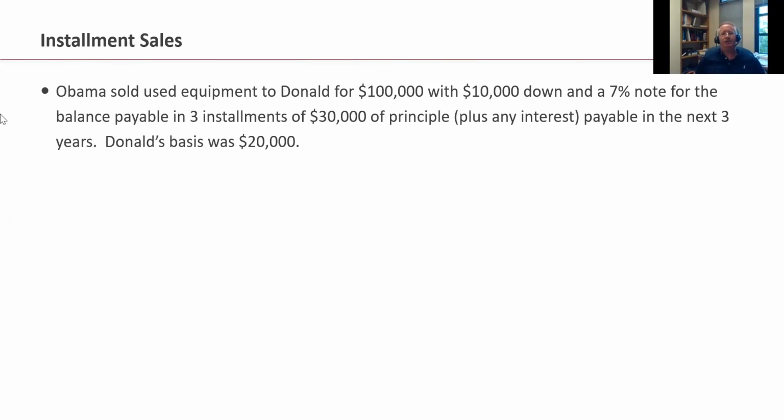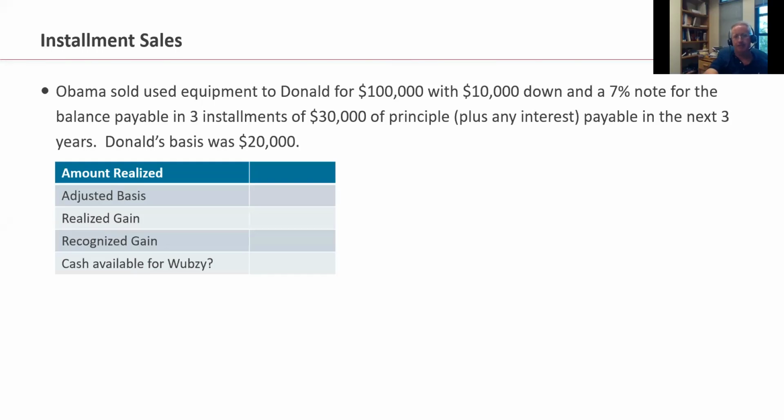All right, I have a sale, exchange, or disposition. That means I have amount realized and adjusted basis. So I need to figure out what these are. So what did Obama get? Well, he got 10,000 down, and he got a 7% note for 3 installments of 30,000. So it sounds to me like his amount realized is 100,000. That's the 10,000 down plus a note with a market value of $90,000, because that's what he's going to receive. He's going to get that over 3 years, but all the same, he got it. His adjusted basis is 20,000, realized gain of 80,000. Normally, you'd think there'd be a recognized gain of 80,000.